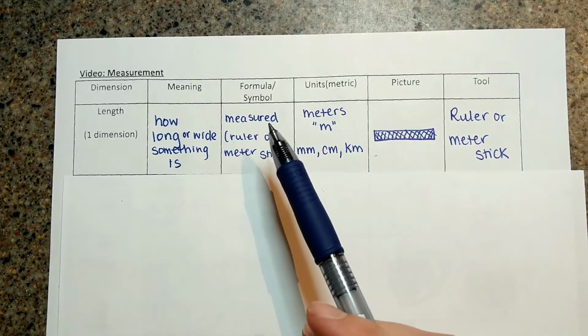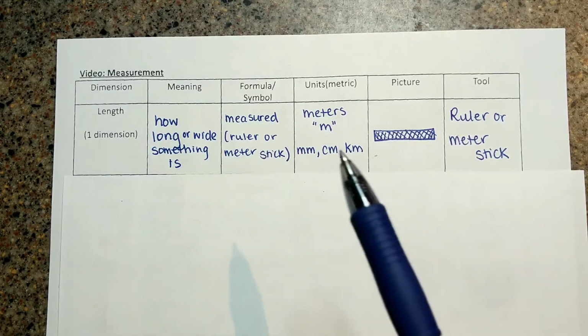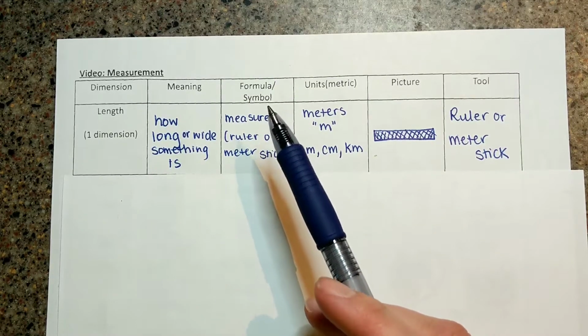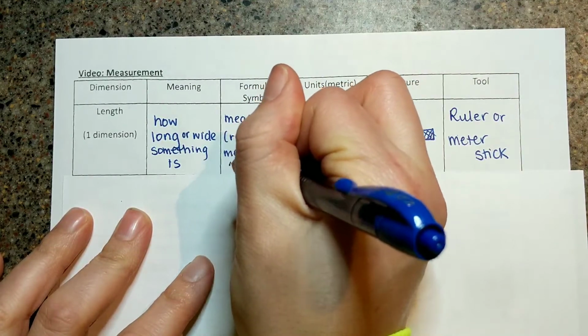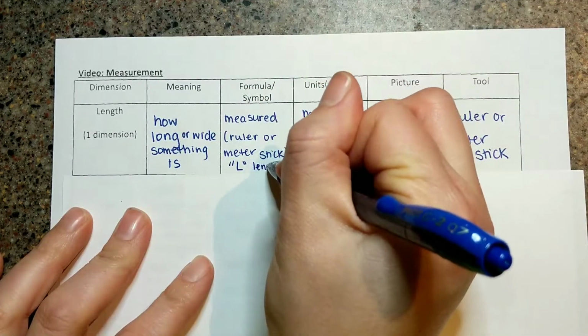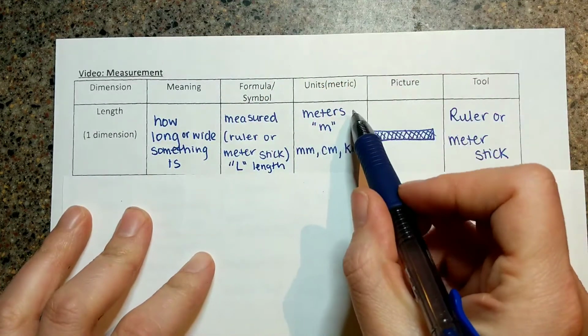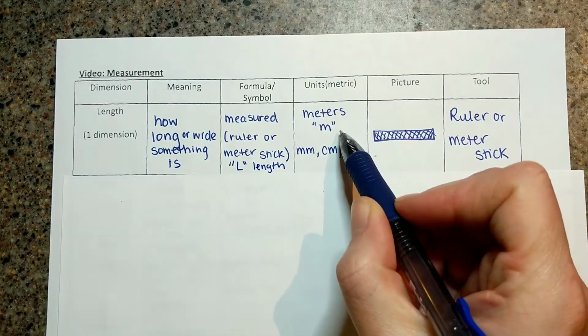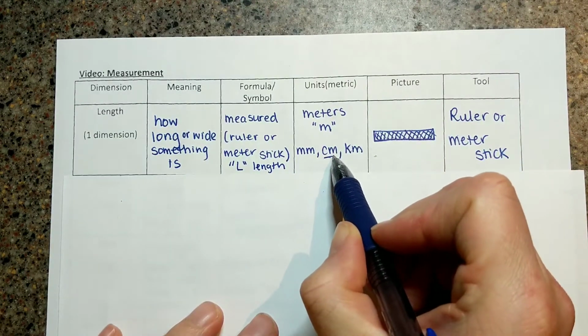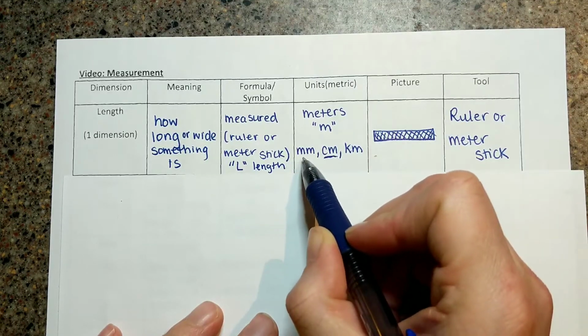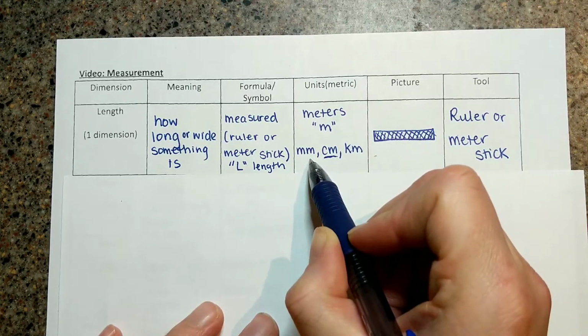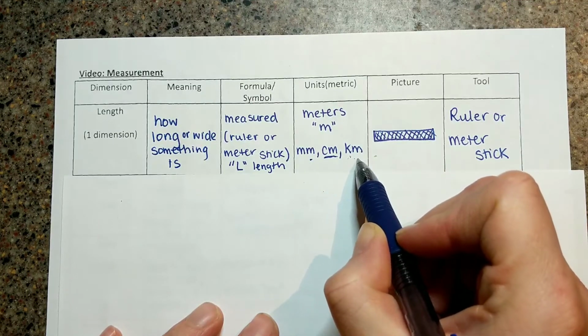We measure it using a ruler or a meter stick, and it doesn't have a formula. We usually use the symbol L for length. The units for length are typically meters, although frequently we will use centimeters. So we put the C in front of the M to make centimeters. The little m in front of the M is millimeters, and the K is kilometers.